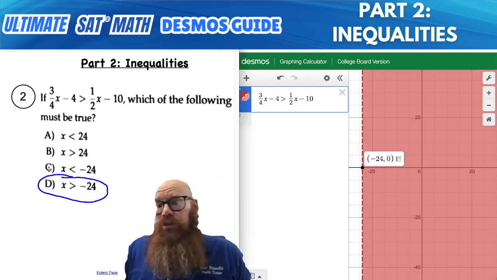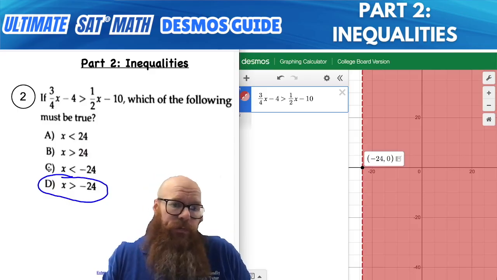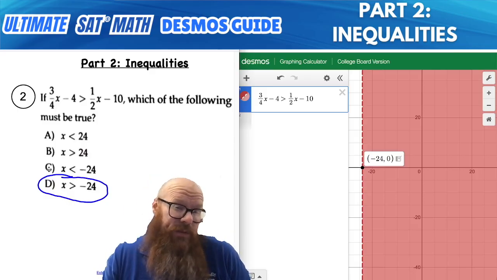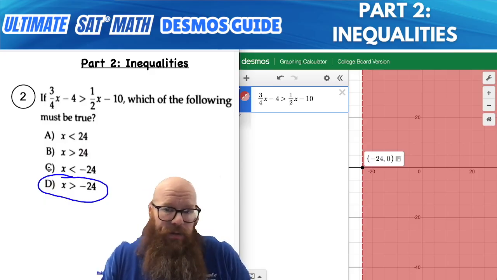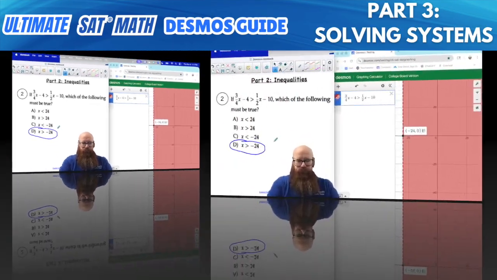All right, so just like an equation, you just throw in the inequality right there, and you just look for the vertical line. Shading to the right is greater than, shading to the left is less than. If you have a dashed line, that's just greater than, and if you have a solid line, that's greater than or equal to, and likewise for less than or equal to.